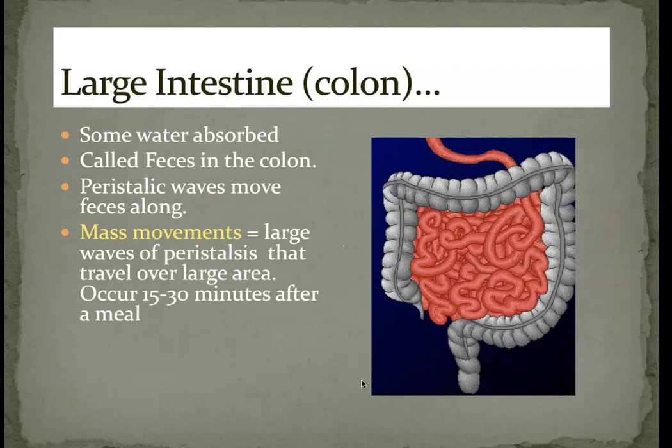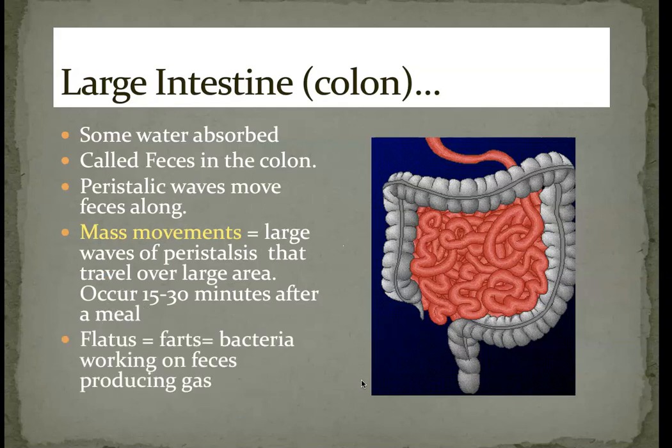Mass movements are when you get large waves of peristalsis that travel over a larger area. Again, this is a reflex action, so when you consume food, you eat, you might find this in the morning, when you eat food, again, stomach, it causes the small intestine to move things into your large intestine. It also causes things to move out of the large intestine, which pretty much, the way out of your large intestine is out your anus. So you get these mass movements that you can sometimes feel, and then boom, you got to poop.